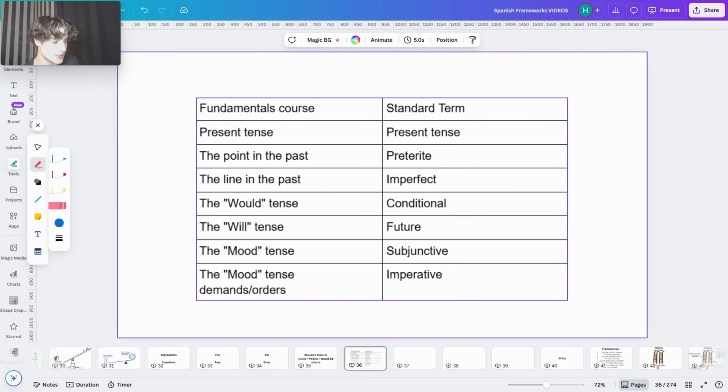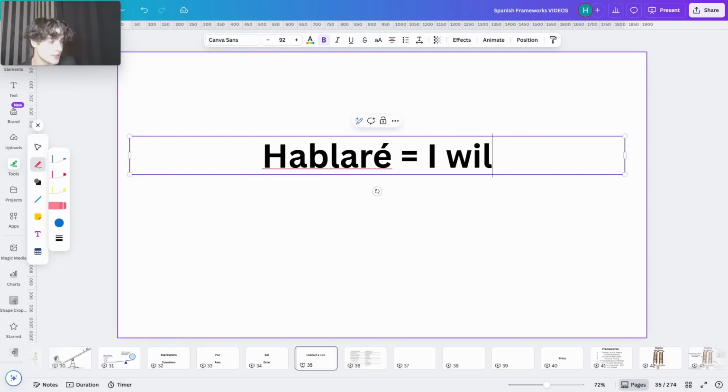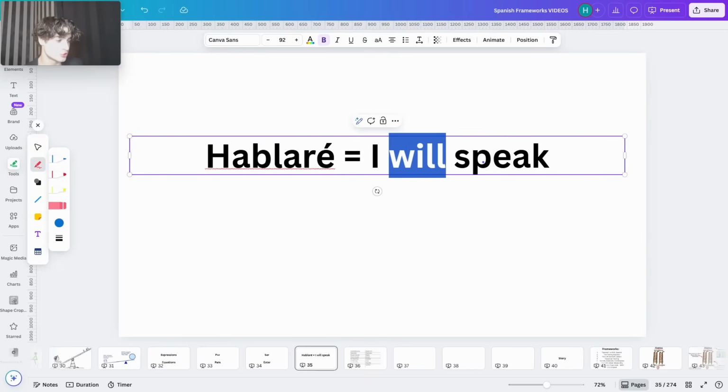Next, we have the future tense, and most people know what the future tense is, but what I like to call it is what it actually is in Spanish, which is the will tense. And so you can see what this probably means. And so this is referring to, for example, I will speak. It is referring to will. That's it. And so it's referring to the future. I will, you will, he will, they will, whoever blank will do whatever verb.